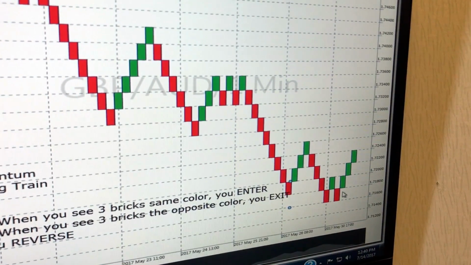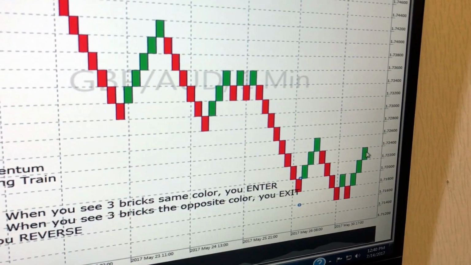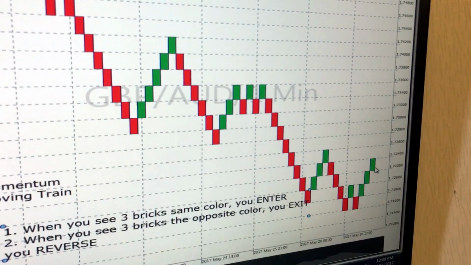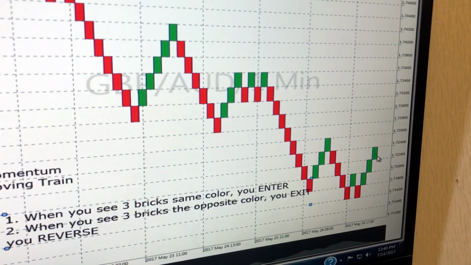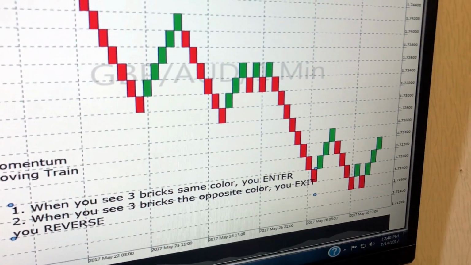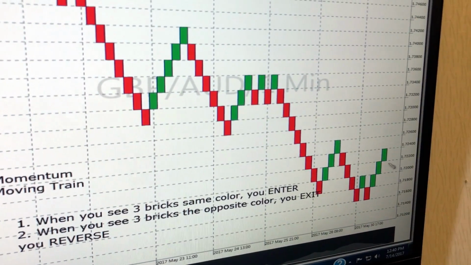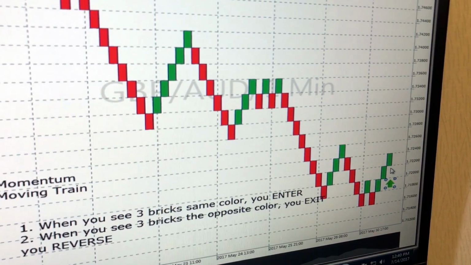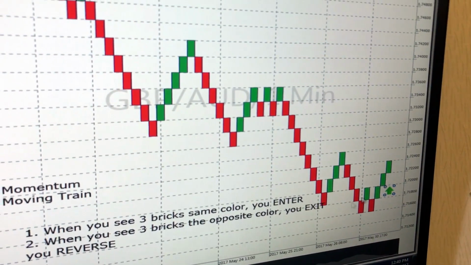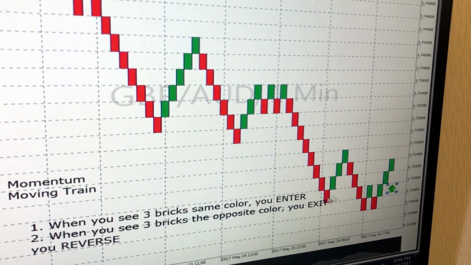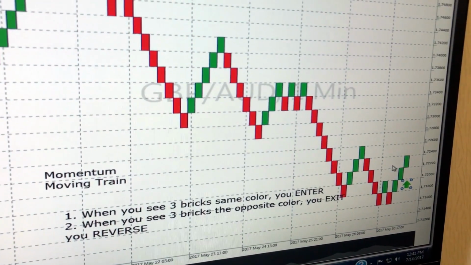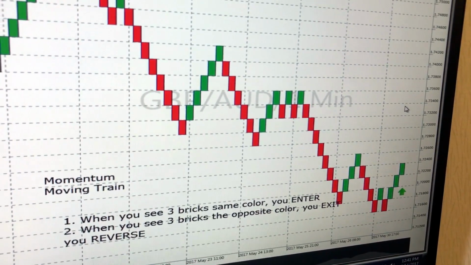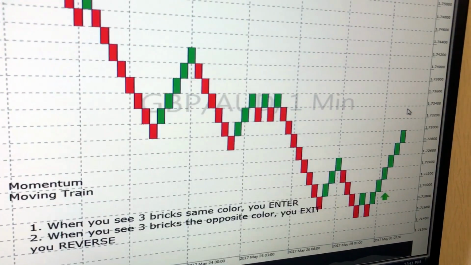But look what happens over here. 1, 2, 3 green bricks show up on my screen. That means the buyers have won the fight. So what do I do at this point? Well, if the buyers are winning, that means momentum is up. So I jump on my trade at this point, and I follow the rules. I enter my trade until I see 3 bricks of the opposite color. Now, this couldn't be any easier. As we go forward in time, you'll see what happens.